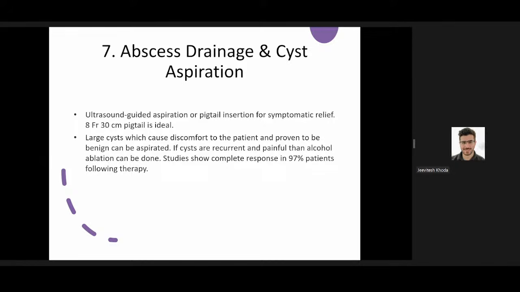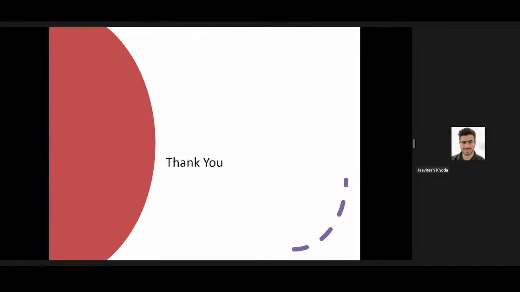And if the cysts are recurrent and painful, and if surgery, for whatever reason, cannot be done, there's even an option of alcohol ablation. 99% ethanol is used in that; you just have to aspirate the cyst and put some alcohol in it. It's been shown that 90 to 97% of patients have a complete response in those cysts, and they don't usually recur. So these were the points I was covering, and that usually covers most of the things which fall under the spectrum of ultrasound. Thank you.